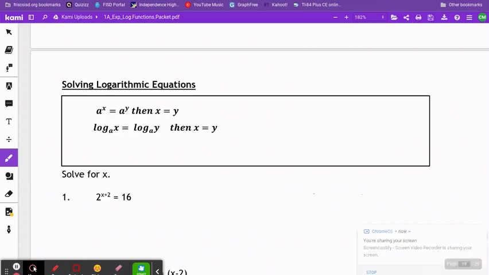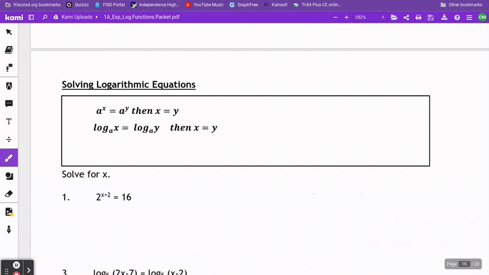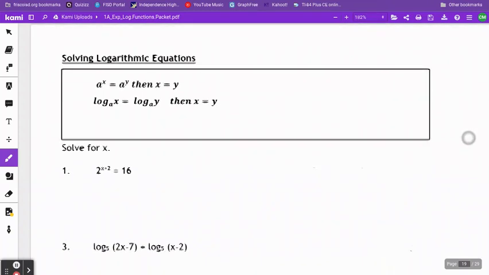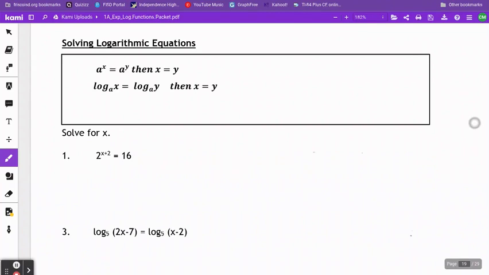Okay, so today we are solving logarithmic equations, and we have done this a little bit by using the one-to-one property. We've used that for solving exponential equations as well as logarithmic equations. So let's take a look and remind ourselves a little bit about the one-to-one property.